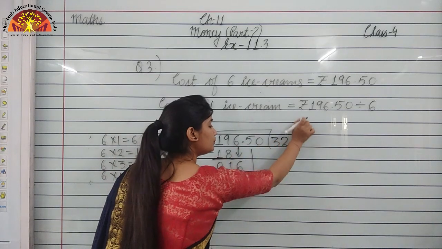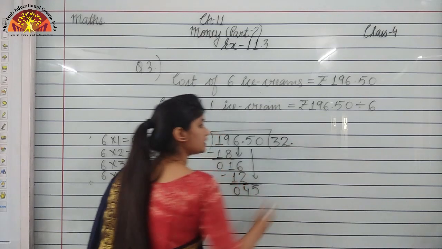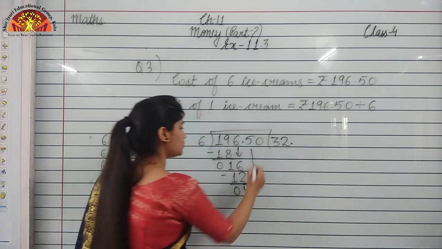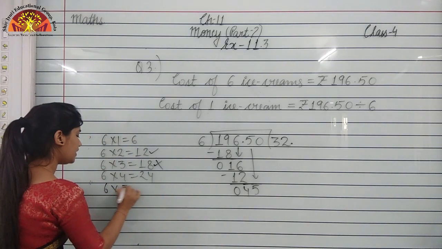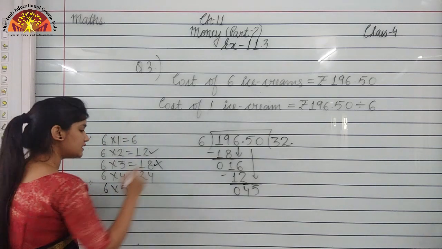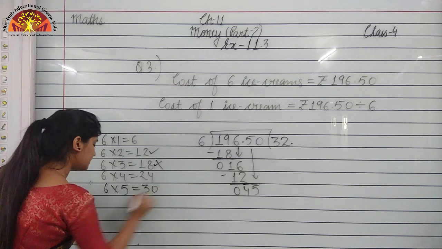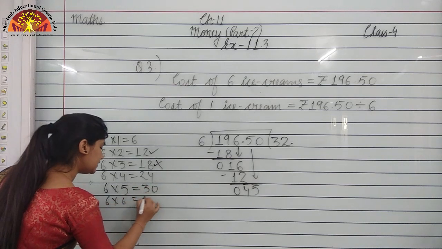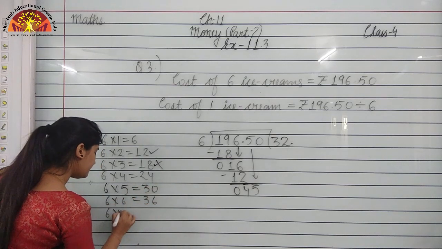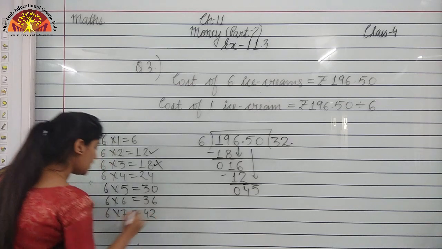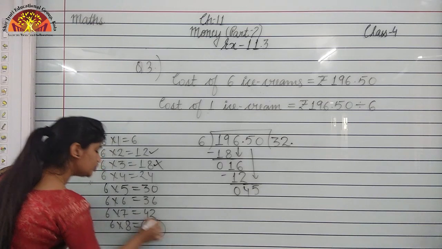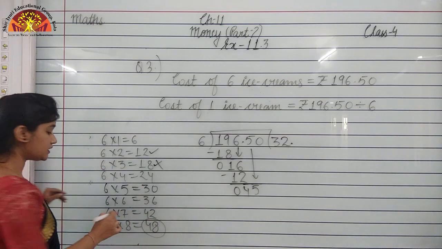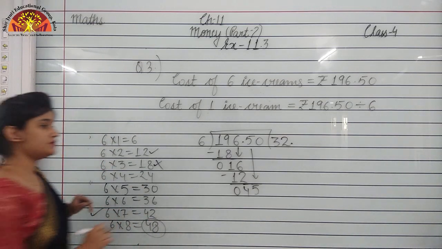So what did I teach you? You have to put this point in the quotient. Now it will be 45, and again we have to take a number less than 45. 6 5s are 30, 6 6s are 36, and 6 7s are 42. If we take 8 times, we will get 48, which is greater than 45, right? So we have to take 7 times.